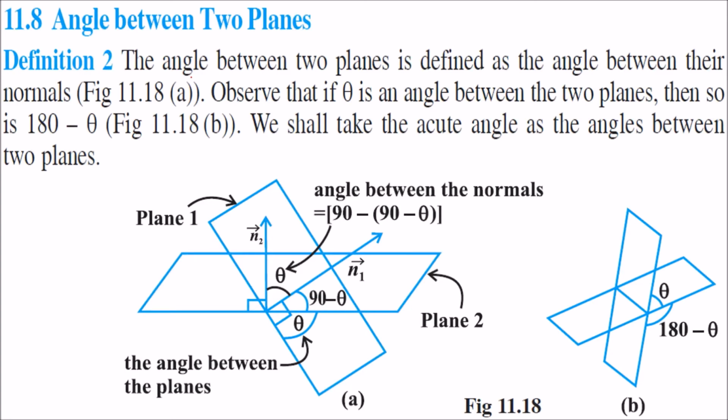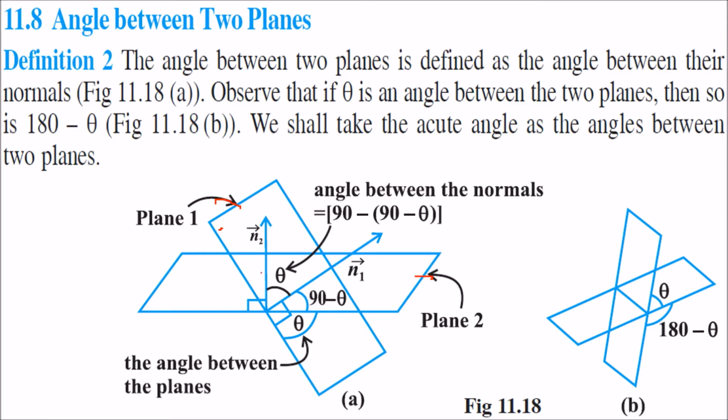Angle between two planes. A plane has a vector normal to it, or perpendicular to the plane, which we call the normal vector to that plane. So the angle between two planes, plane 1 and plane 2, is defined by the angle between their normals, that is, the perpendiculars.